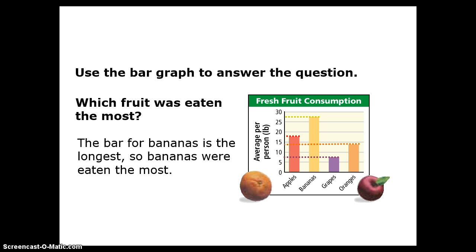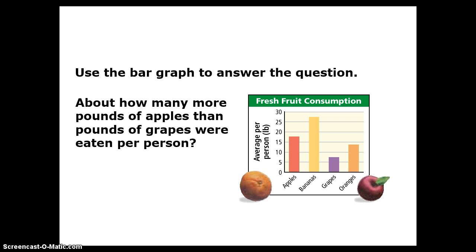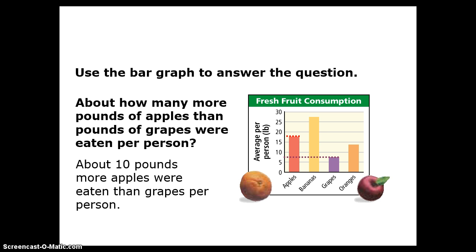I can also use bar graphs to answer questions like this, about how many more pounds of apples than pounds of grapes were eaten per person. Well, to do this, I look at the apples bar and the grapes bar, and I find their frequency, then I subtract them. And I'd find that about 10 pounds more apples were eaten than grapes per person.